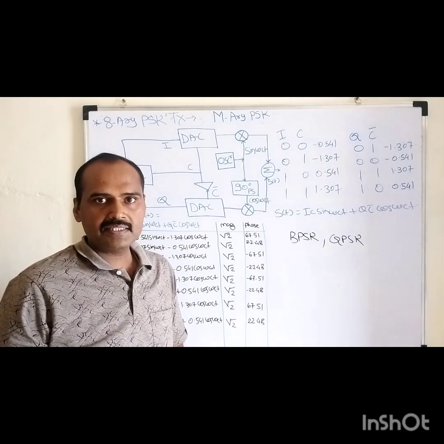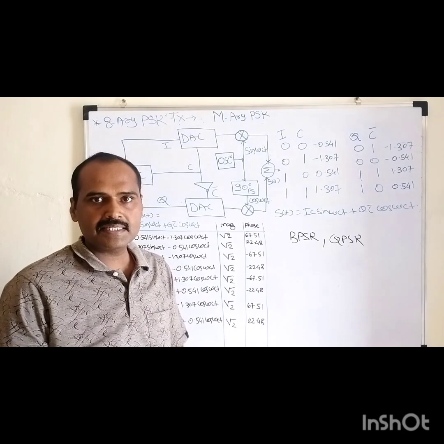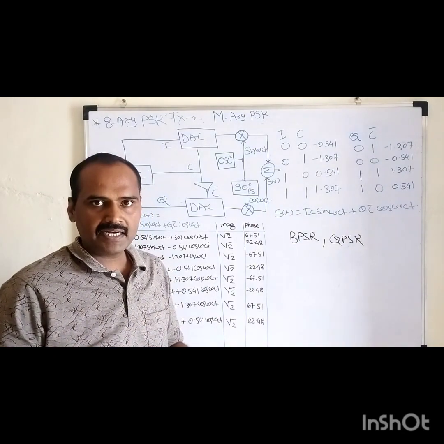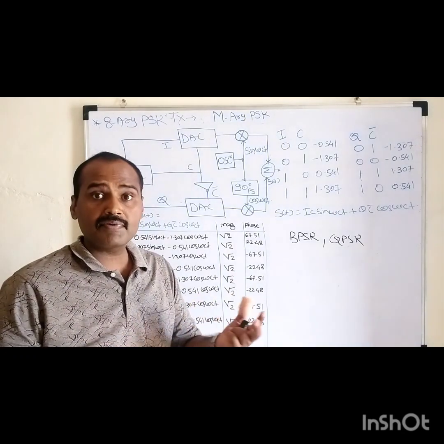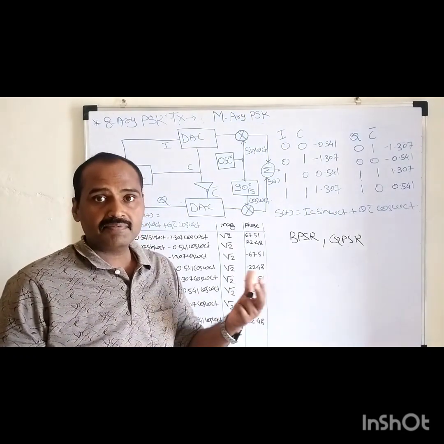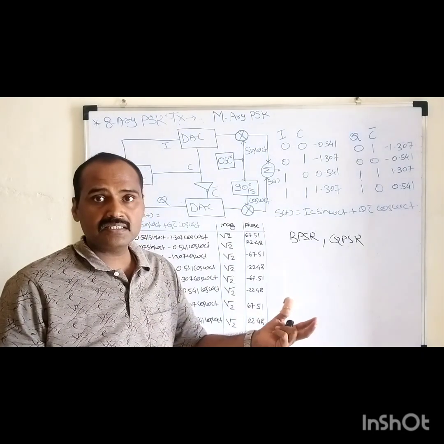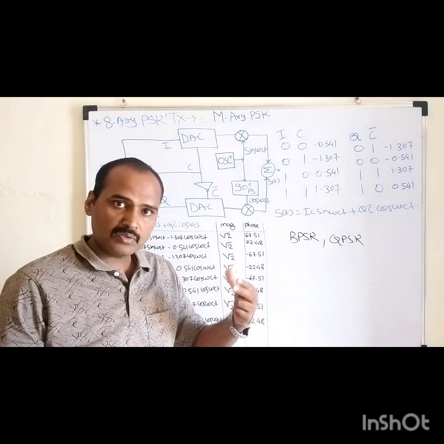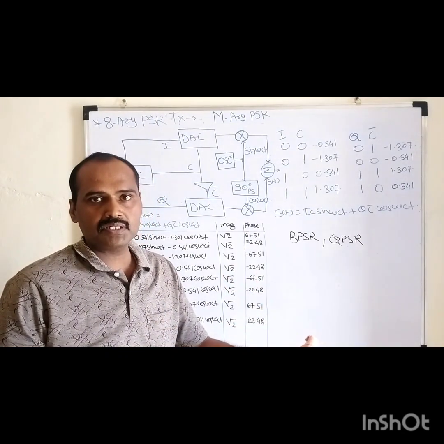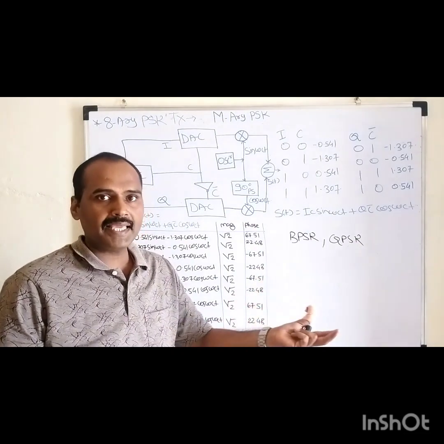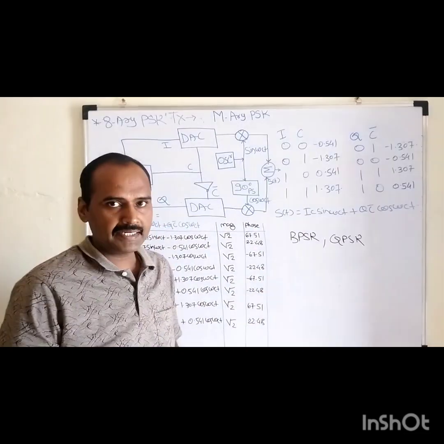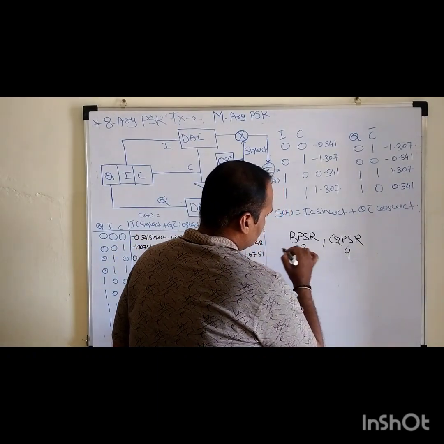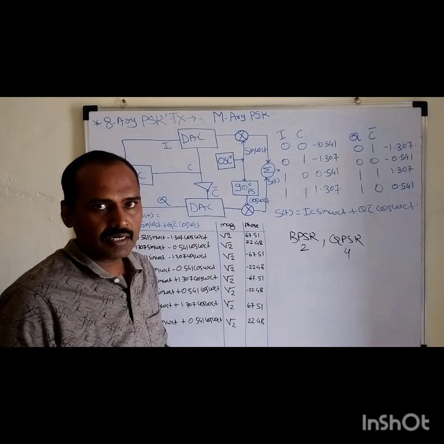As far as BPSK or QPSK is concerned, in binary phase shift keying we have two different symbols. In quadrature phase shift keying, in order to further improve the transmission bandwidth, or to effectively utilize the available transmission bandwidth, the number of symbols is enhanced. So the number of symbols in QPSK is 4 and in BPSK it is 2.